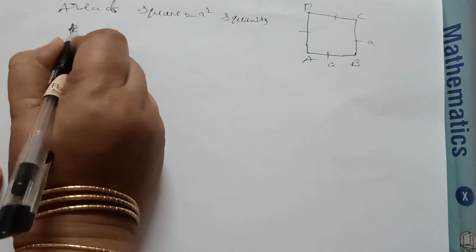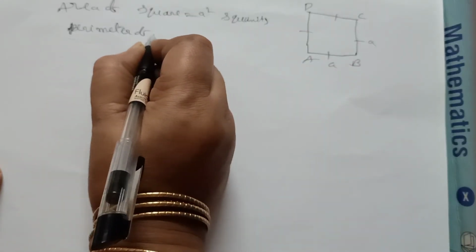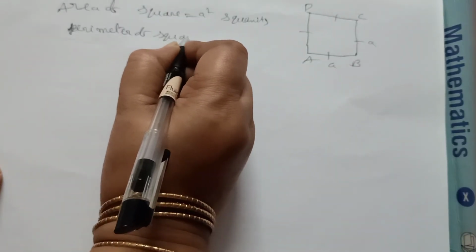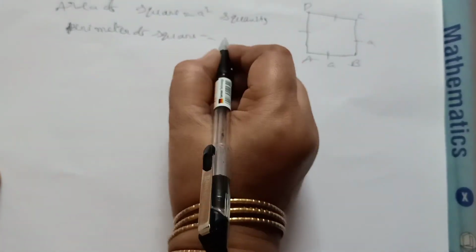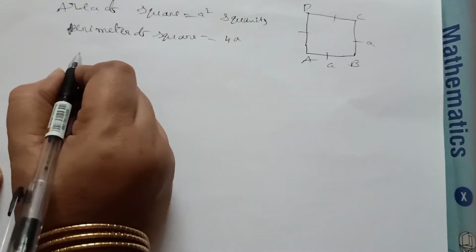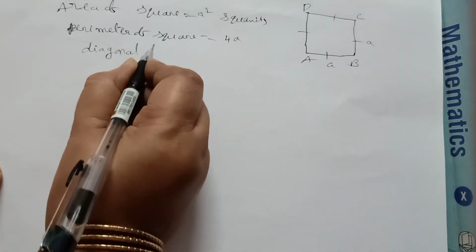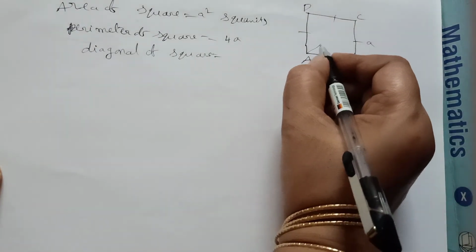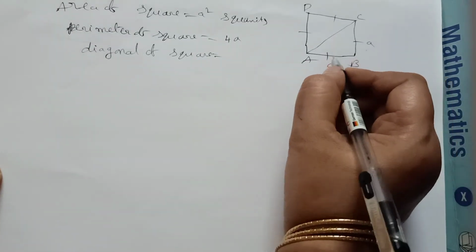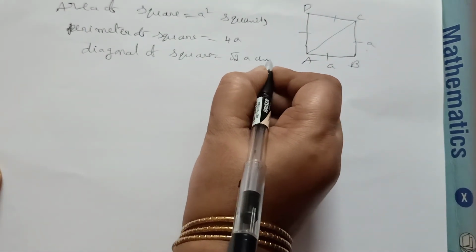Perimeter of square. Perimeter means the length of all the four sides: a plus a plus a plus a, that is 4a. Diagonal of square: if you apply the Pythagoras theorem, a square plus a square, that is 2a square, then root 2 a units.